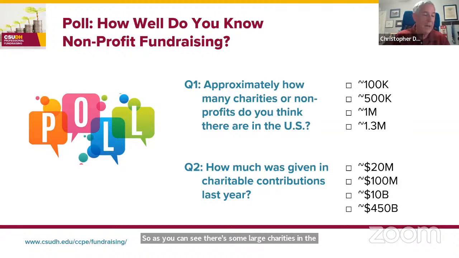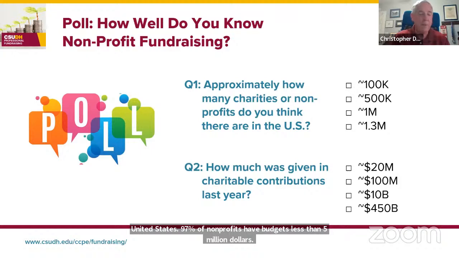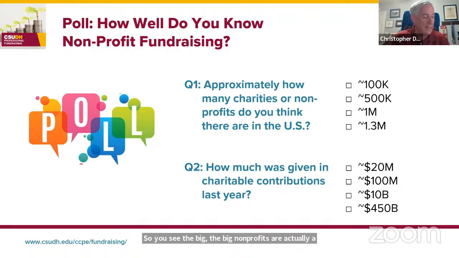97% of nonprofits have budgets less than $5 million. So you see, the big nonprofits are actually a very small percentage. 92% of charities operate with a budget of less than $1 million, 92%. Only 2% of nonprofits in the United States have a budget greater than $10 million.